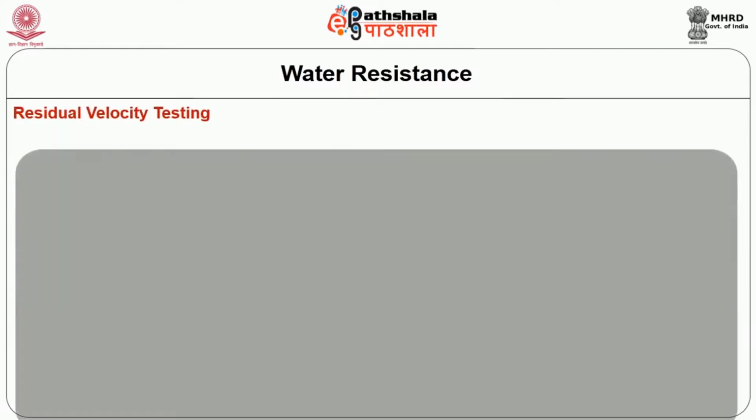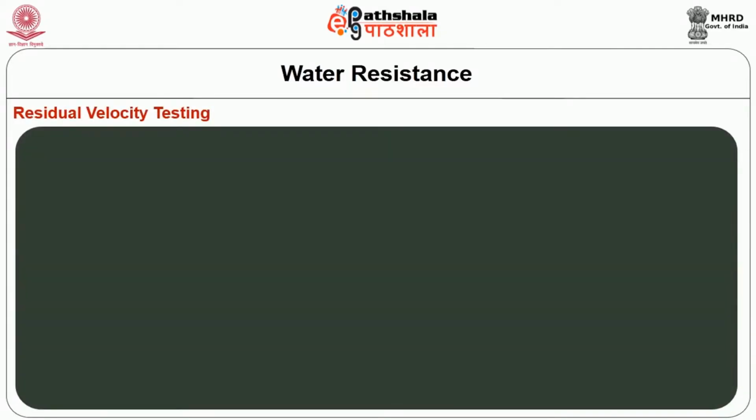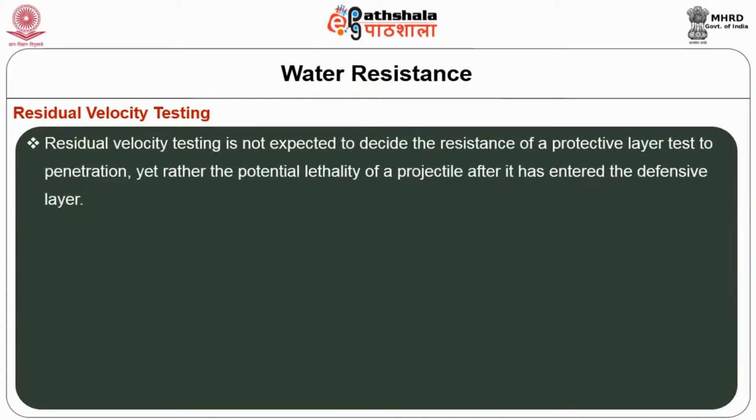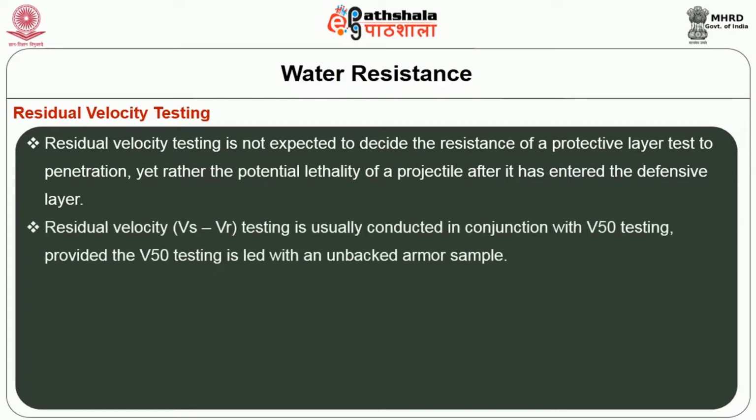Another testing for the armor materials is residual velocity testing. It is a testing expected to decide the resistance of a protective layer and its ability to resist penetration. Residual velocity is usually given by the formula Vs minus Vr, and is different from the V50 testing, which is explained earlier in the module.